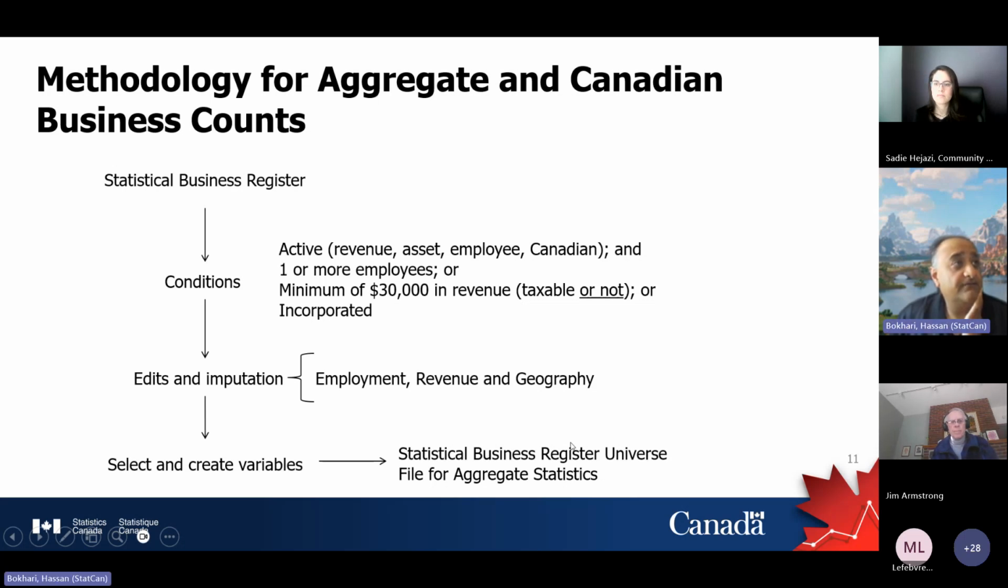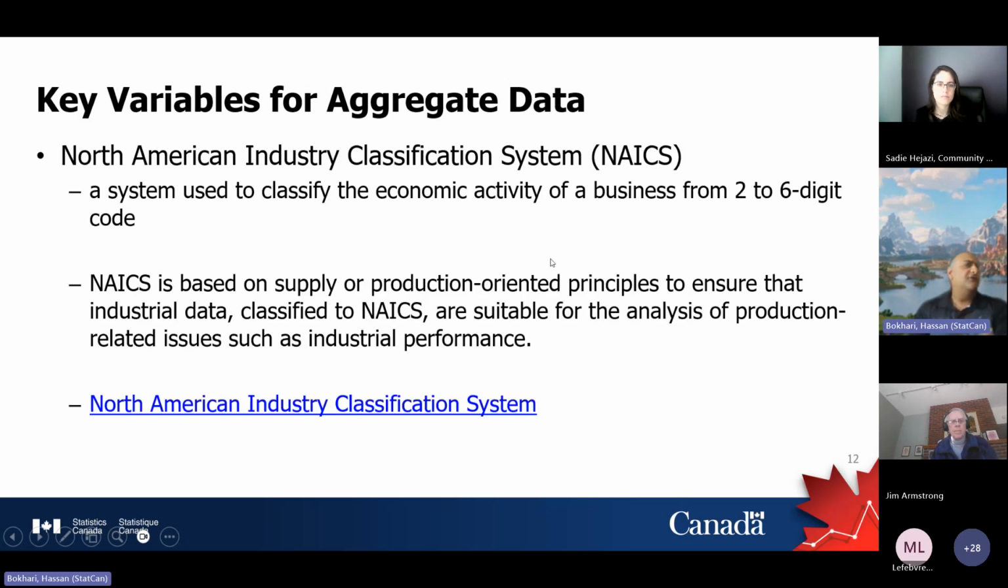Okay, here we go. So what are the key variables for the aggregate data? Well, again, it's the North American Industry Classification System. We use it to classify the economic activity of a business from a 2 to 6-digit code. 2 to 6 is a little misleading. Actually, we only publish it, we don't publish the 5 level, but we do 2, 3, 4, and 6. And 6 is your most granular.